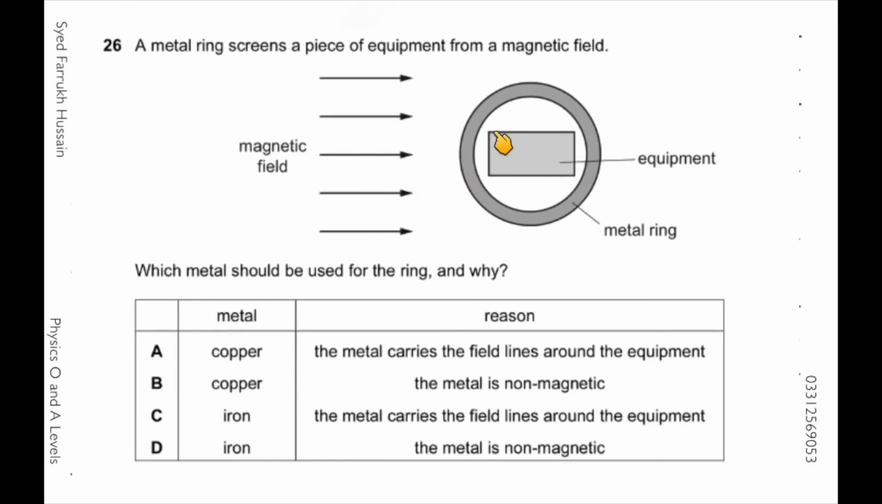ring should be of iron, and the iron actually carries the magnetic field lines around the equipment, and this is already discussed in magnetic screening. Because if the casing is of iron, the iron will not let these magnetic field lines outside the equipment pass through the equipment, and the magnet inside the equipment will continue working, and there will be no magnetic field lines externally interfering with the internal magnetic field of the equipment. So the casing should be of iron, and the answer is C.